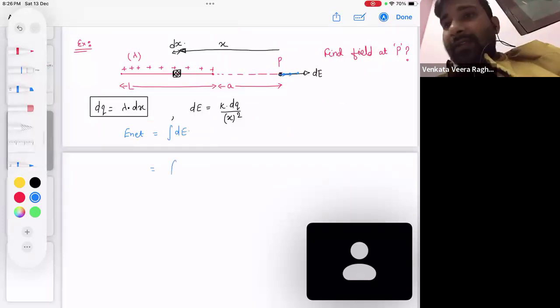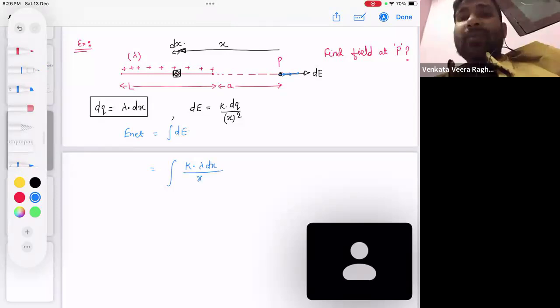So let's put the value of dE. What is dq? Lambda dx, divided by x square. And please tell me what is the limit of x? Is x going to start at this point, and is x going to finish at this point? So isn't it my limit of integration, x is going to start from a, and going to finish at a plus l? That is going to give us the net field.